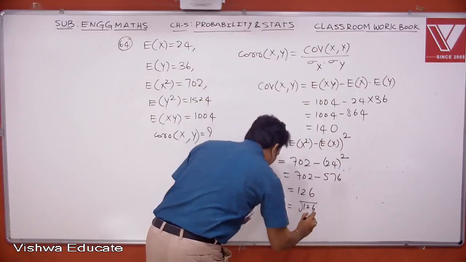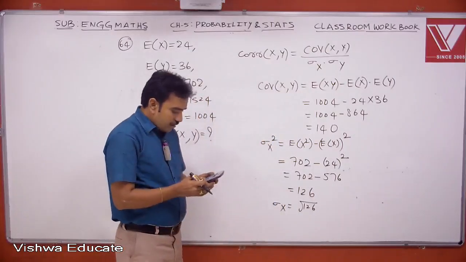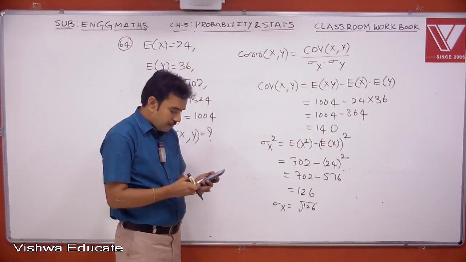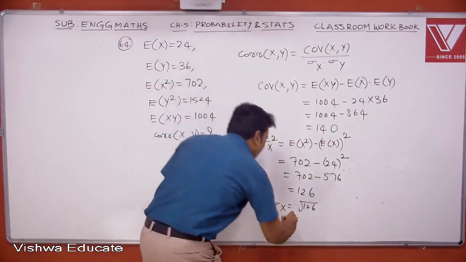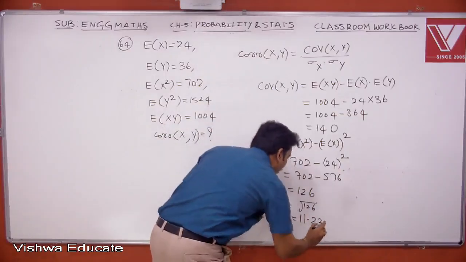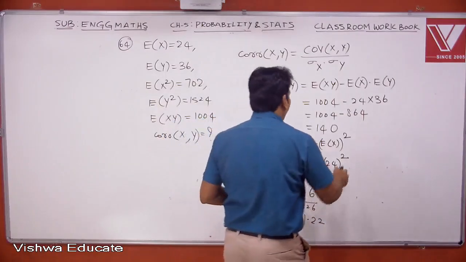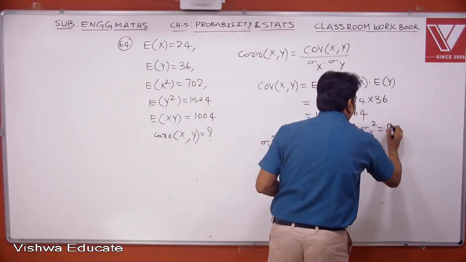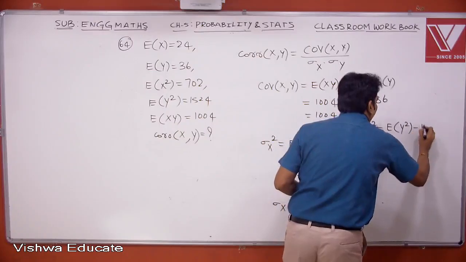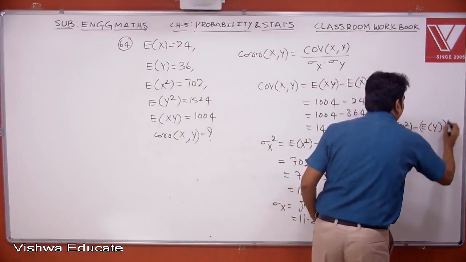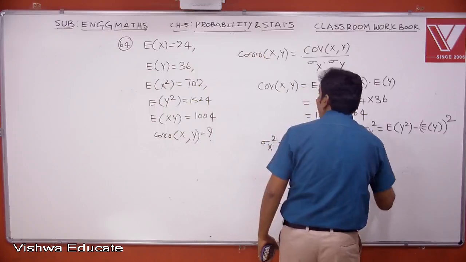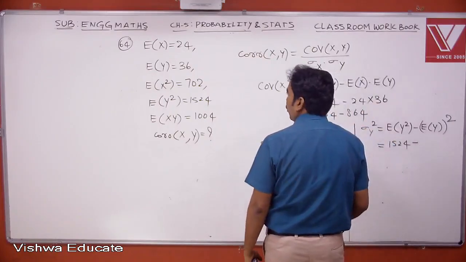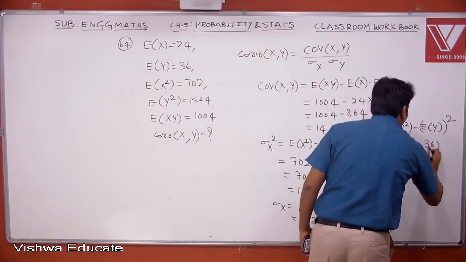So, square root of 126. The square root of 126 is 11.22 up to 2 decimal places. Similarly, let us find sigma y square. After that, I will get sigma y. Sigma y square is E of y square minus E of y whole square, the mean of random variable y. E of y square is 1524 minus E of y whole square. This is 36 whole square.